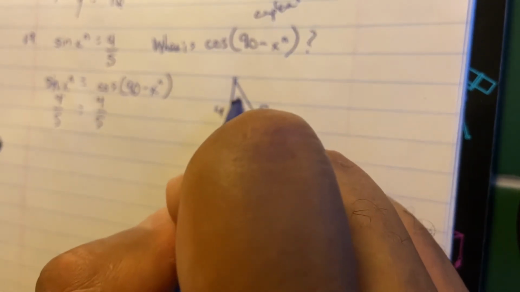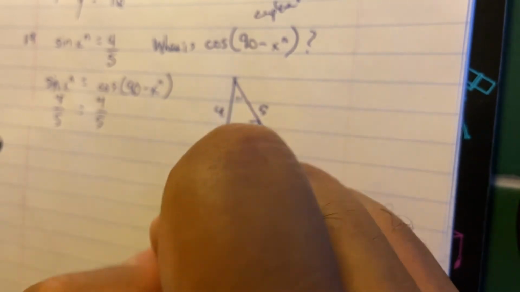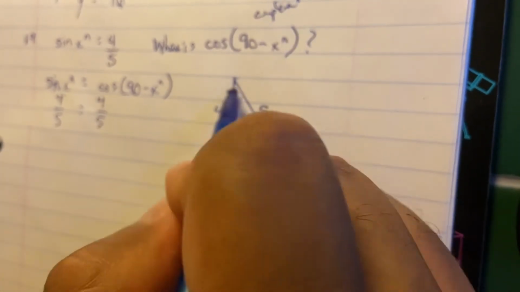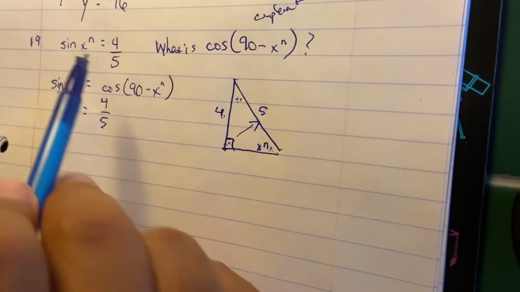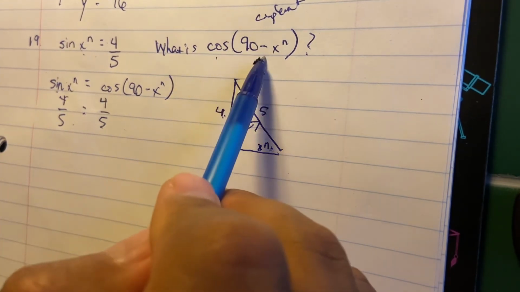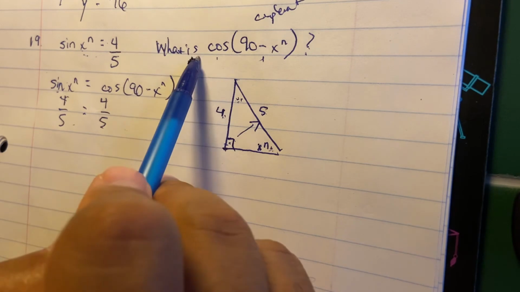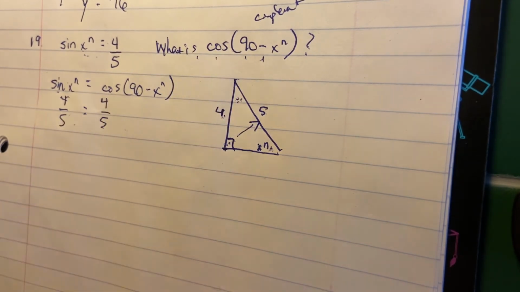4/5. Because cosine is equal to the adjacent side, which will be this side, over the hypotenuse, which will be this side. But what you really should just memorize is that the sine of an angle is equal to the cosine of its complement. The sine of an angle is equal to the cosine of its complement. And that's how you get 4/5 for your answer.